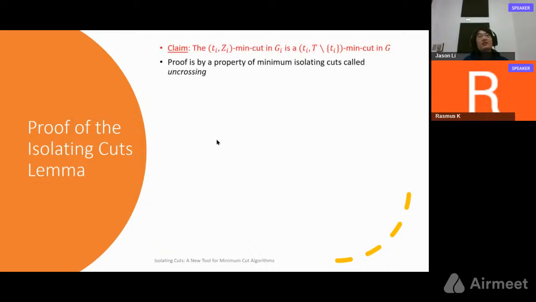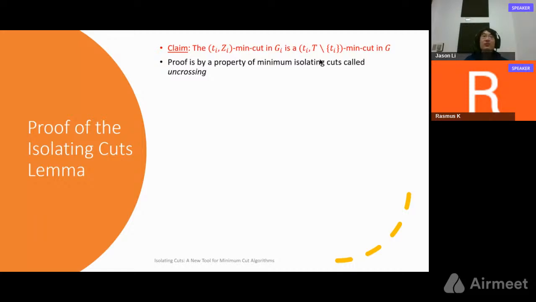So first of all, what can possibly go wrong in the graph contraction step? Well, it could be that the isolating cut actually has at least one edge being contracted, and therefore it's no longer a valid cut in the contracted graph. That would destroy the correctness of the algorithm. But we claim this cannot happen. So essentially, the contraction step is safe. It does not destroy the target isolating cut. Equivalently, the claim is that the Ti, Zi min cut in Gi is a T minus Ti min cut, an isolating cut for Ti. In other words, we can take the cut, expand the other side, the contracted vertex Zi, to the original set of vertices. This is still a cut, and it will be the minimum isolating cut for Ti.